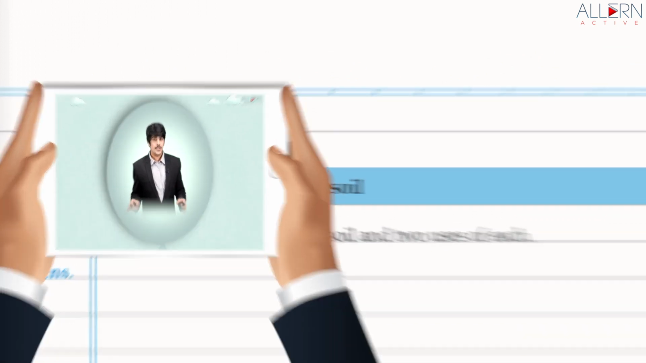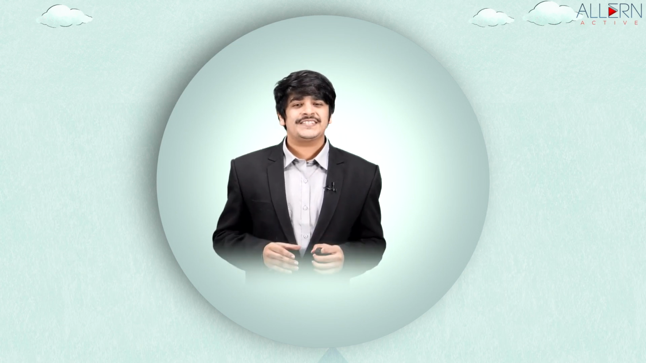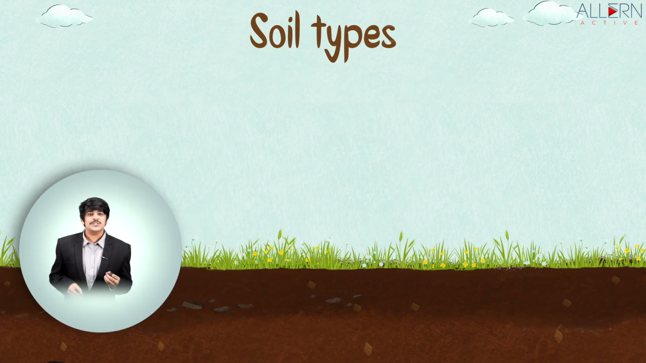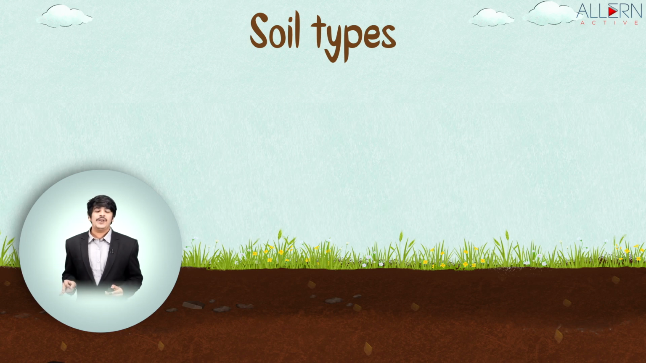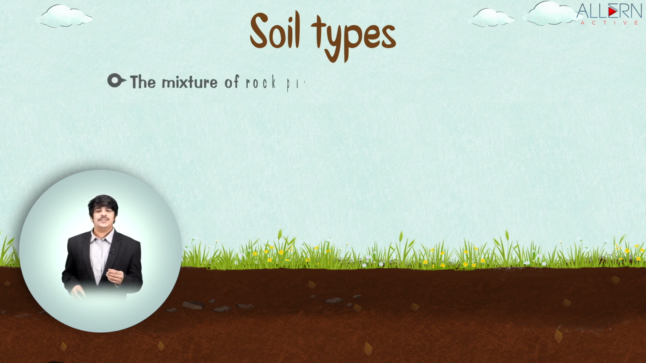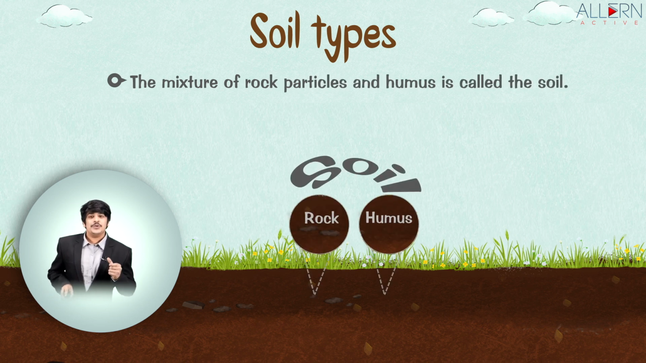Welcome back. So now, in this particular module, we are going to discuss a topic called soil types. But before that, within the same module, let's understand the definition of the term soil itself. It says, and I quote, "The mixture of rock particles as well as humus is called soil." Now one must understand, how exactly is soil formed?